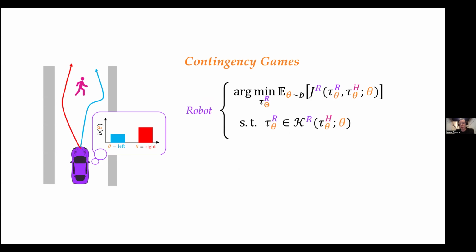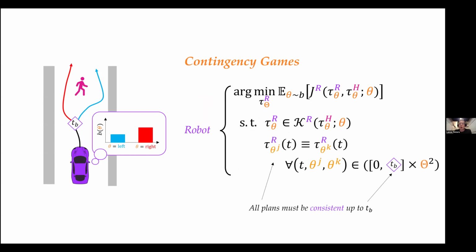And then each of the hypotheses sees its corresponding constraints under that hypothesis. So in each case, we have to avoid collisions. But importantly, since the robot cannot know which of these hypotheses is true before TB, we constrain all of these K plans to be consistent up to the branching time TB. So we need an actionable plan until TB, right? And therefore, we constrain all of the plans to be identical up to that time point.